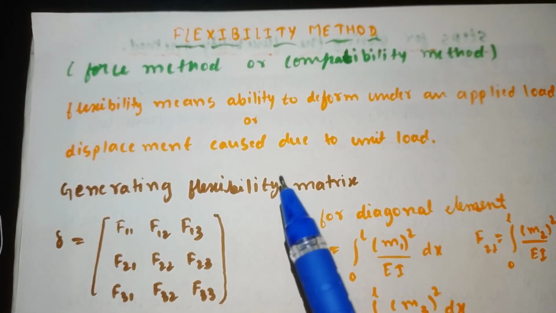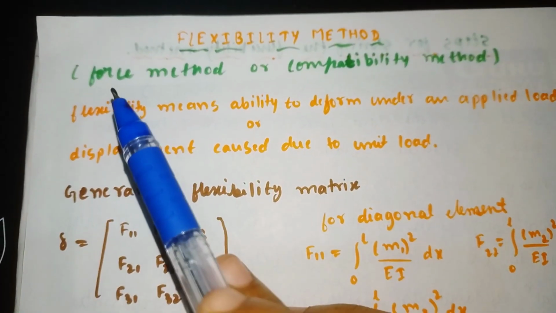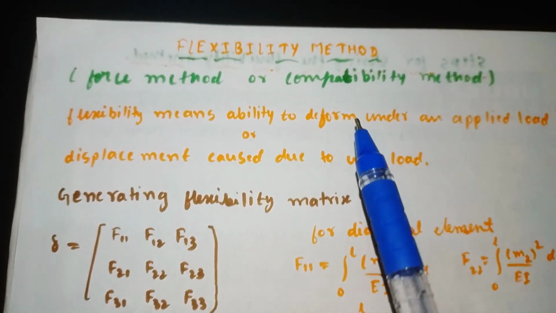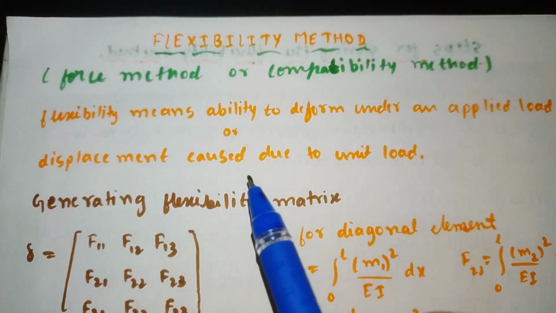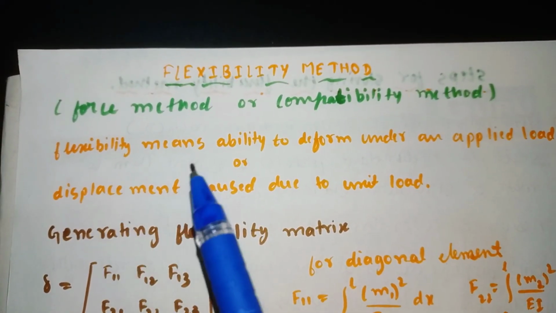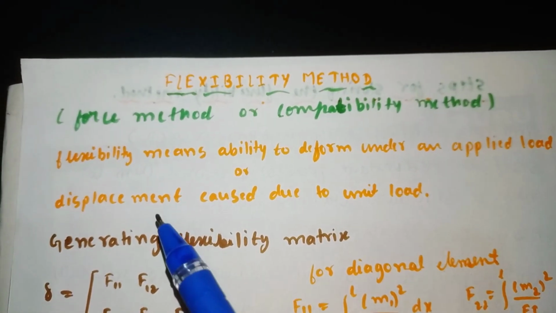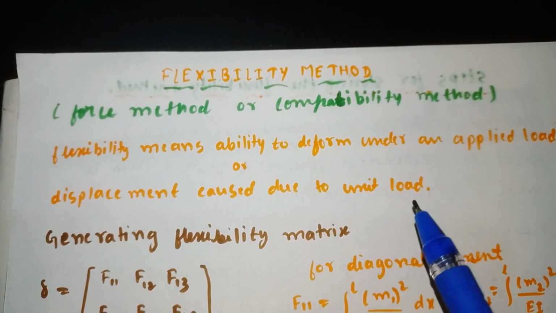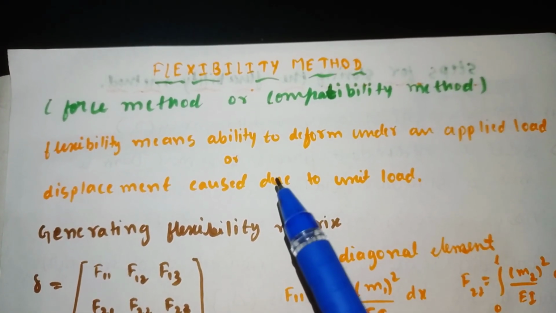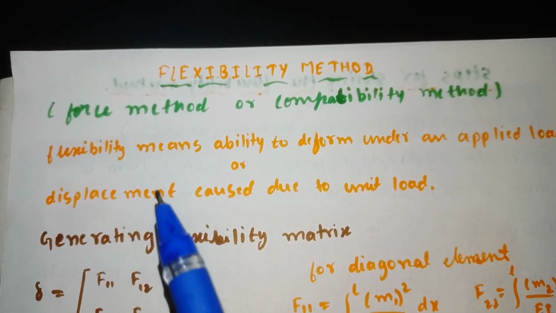So in today's video we will start the new chapter, that is the flexibility method. This is also called the force method or compatibility method. First we will see what is meant by flexibility. Flexibility means the ability to deform under an applied load, or the displacement caused due to unit load. It means when we apply the load, the structure changes its shape; that is called flexibility.